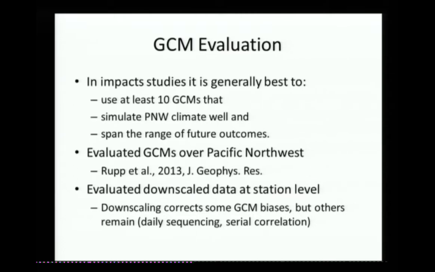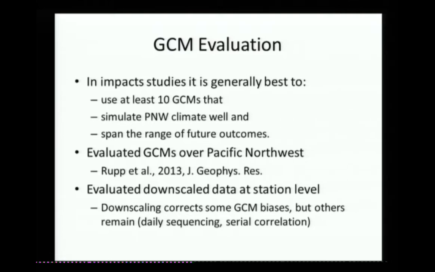So switching gears, I want to talk briefly about the GCM evaluation we did. In general, it's best to use as many GCMs as you can in impact studies, at least 10. And you want to make sure that they simulate desired aspects of climate well, but that you also choose models that span a range of future outcomes. Not for this project directly, but David Rupp and others at CERC evaluated the GCMs over the Pacific Northwest, and that information we boiled down for SPU to understand which GCMs are performing better for the Pacific Northwest.